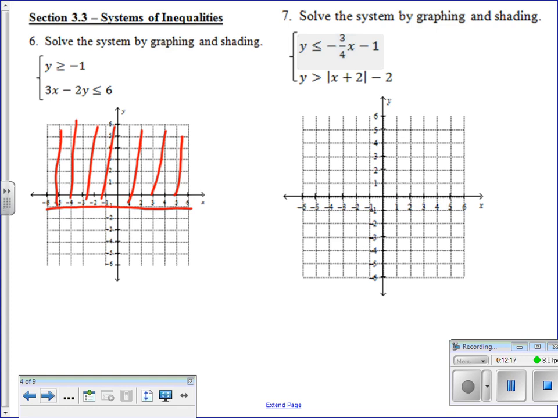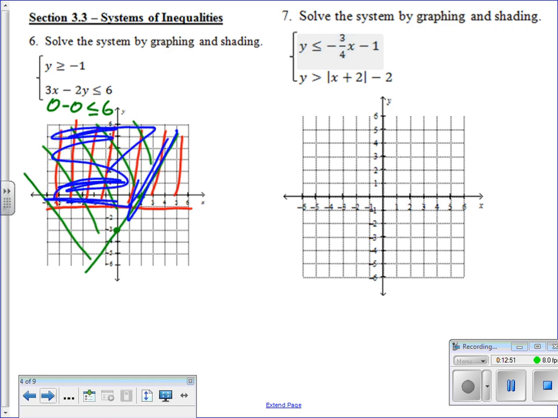So we have that one. That's y is greater than or equal to -1. So I figured out my y-intercept was -3. My x-intercept was 2. It is greater than or equal to, so it is supposed to be a solid line. I have to test. 0 minus 0 is less than or equal to 6. 0 is less than 6. So it's everywhere above. Where's my solution? This is my solution area.